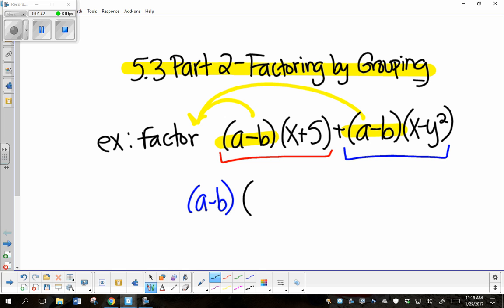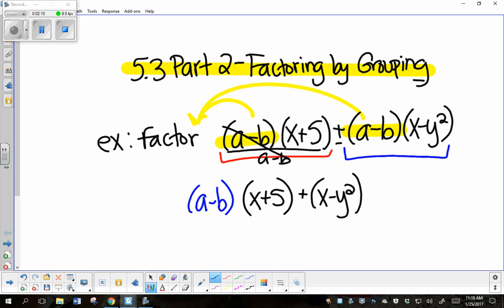So what I'm left with is, well, in this first term here, the red one, I divided out a minus b, so those are now gone. So all I'm left with is this x plus 5. And then in my second term, I'm left with the x minus y squared. Now, since it was a plus here, we want a plus in the middle of those, and I want everything behind what I factored out, and I factored out the a minus b, everything behind that should be in its own set of parentheses, so I actually had to put a bracket on this one.